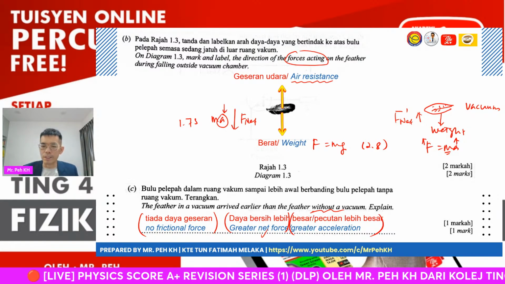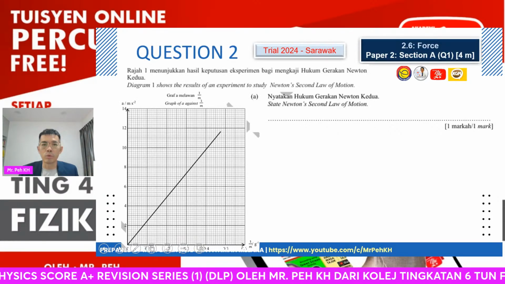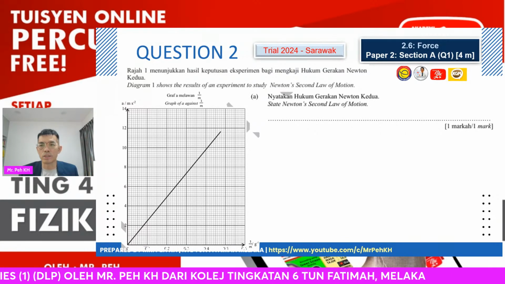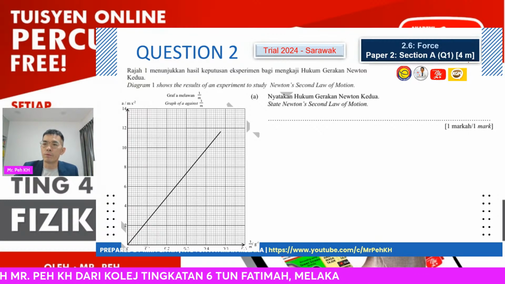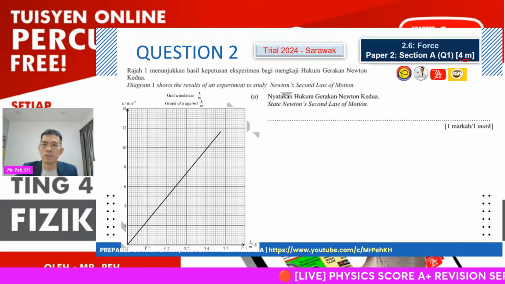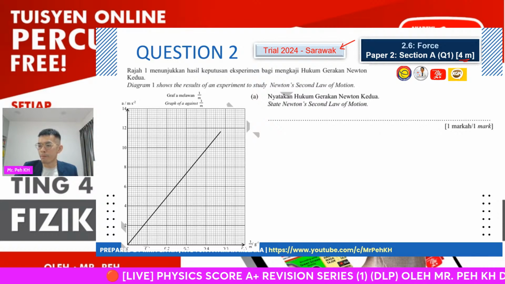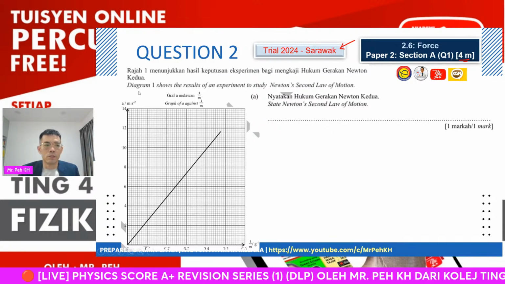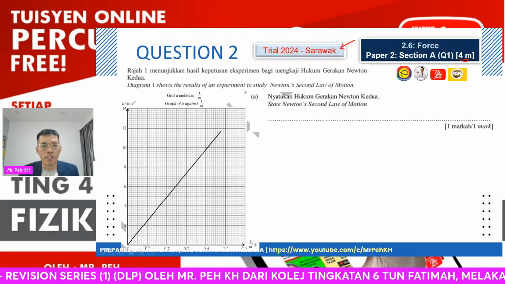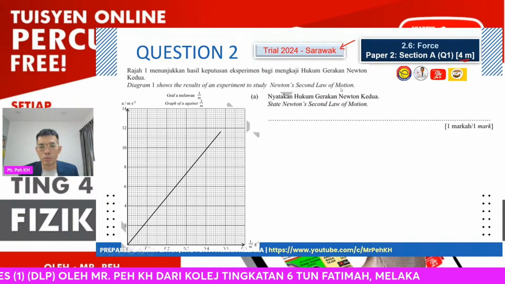Okay, then the next, question number 2, will be also the question type of number 1, which is 4 marks. The subtopic we discuss here will be 2.6. And the trial question I want to discuss here is from the State of Sarawak. Diagram 1 shows the result of an experiment to study Newton's second law of motion.